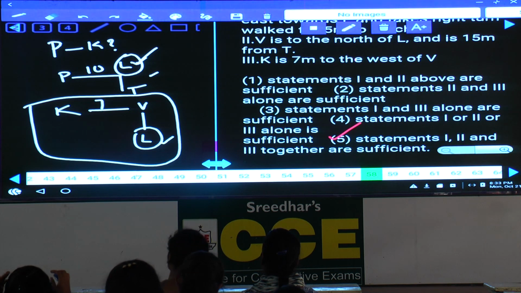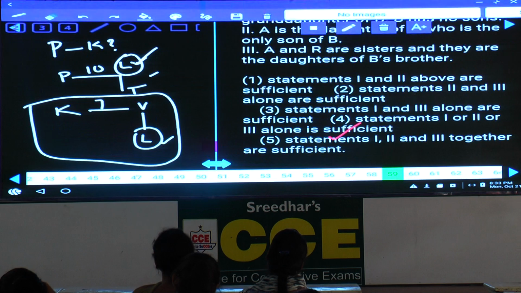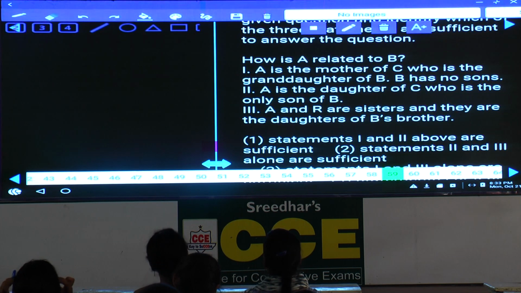All the 3 statements are required to get the answer. What is that answer? We are not bothered about. Then question 59. Now, in this question number 59, what is given here? How is A related to B?